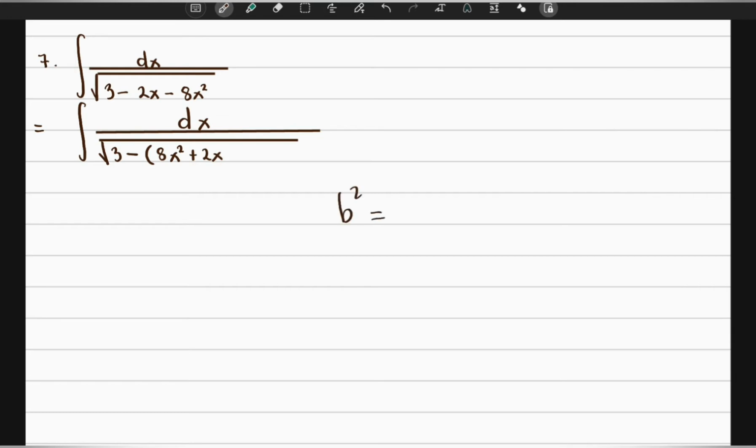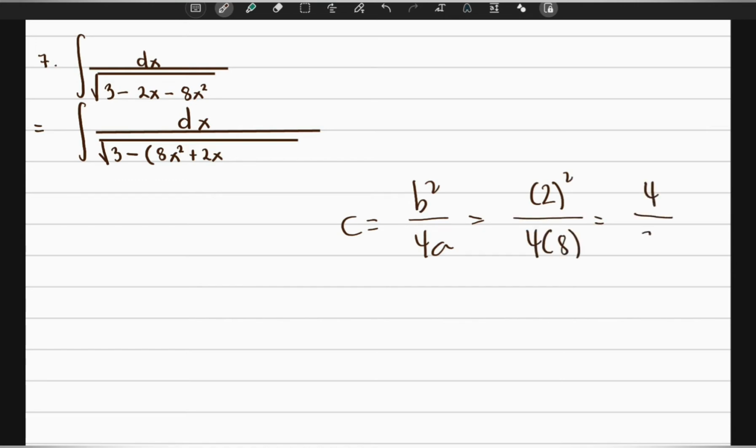So, b squared is equal to... Okay, c is equal to b squared over 4a. We have here 2x over 4 times 8. So, that is 4 over 32. Okay, we have here plus 4 over 32 minus 4 over 32.